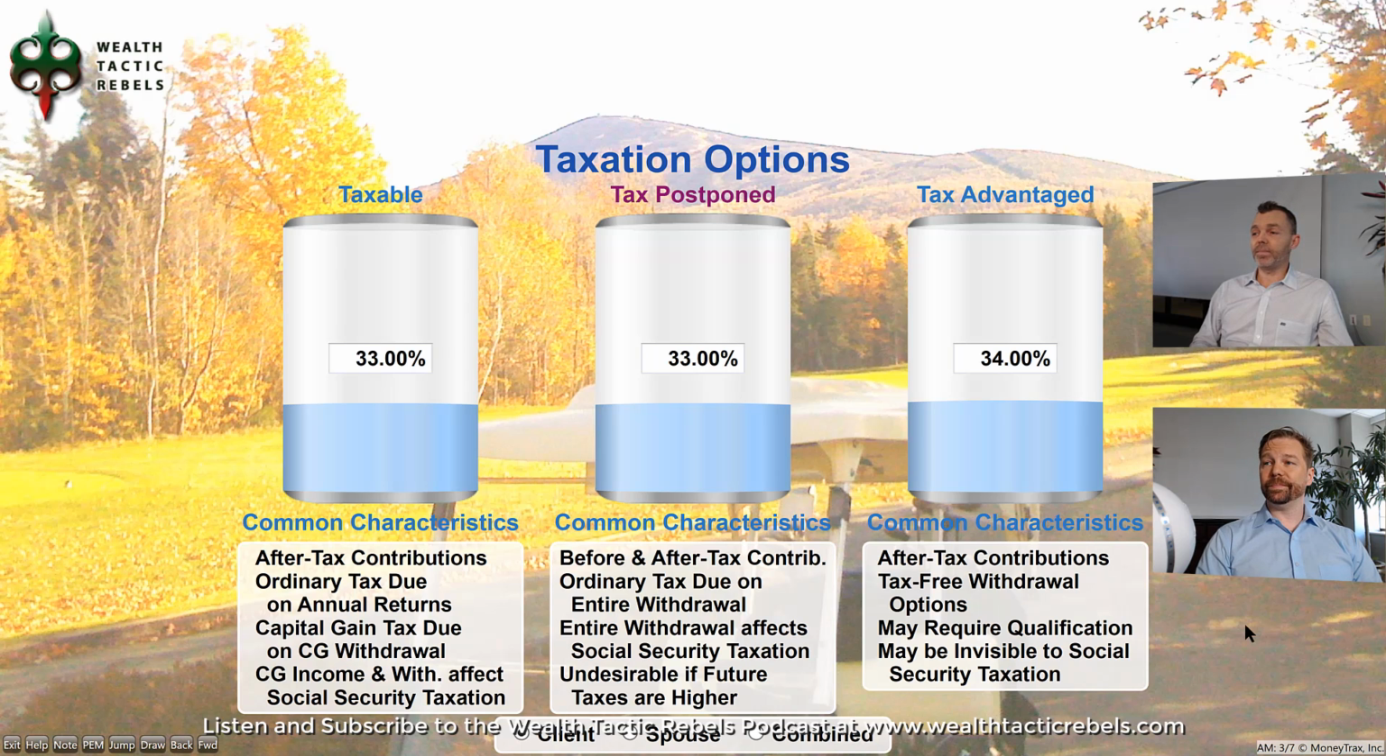Okay, so, question, Kevin, for you, and for Wealth Tax Rebels at home as well. Now that you've looked at the differences between these tax buckets, how much would you put in taxable, how much would you put in tax postponed, and how much would you put in tax advantaged? Again, ideally speaking. Well, you had your choice. If I had my choice.